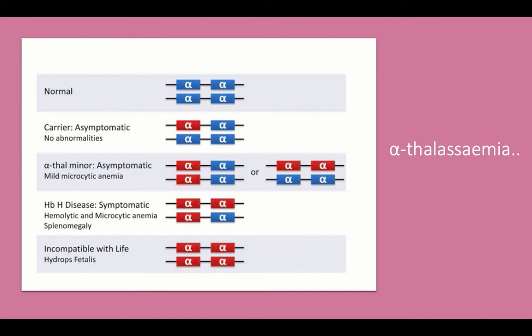Alpha thalassemia is associated with reduction in the rate of synthesis of alpha chains. Also, it is an autosomal recessive disorder.